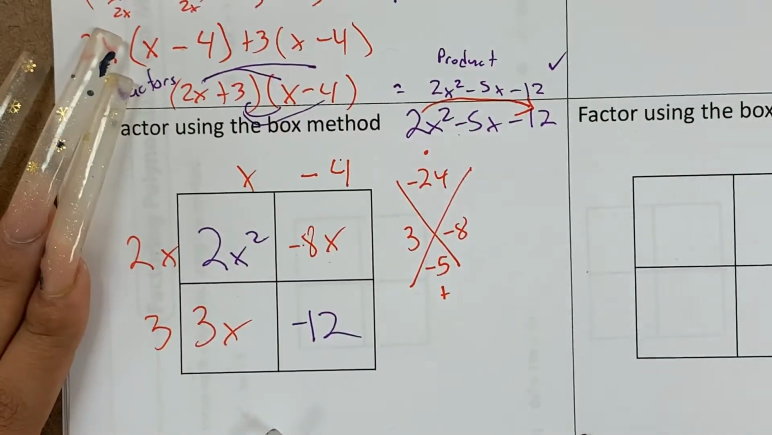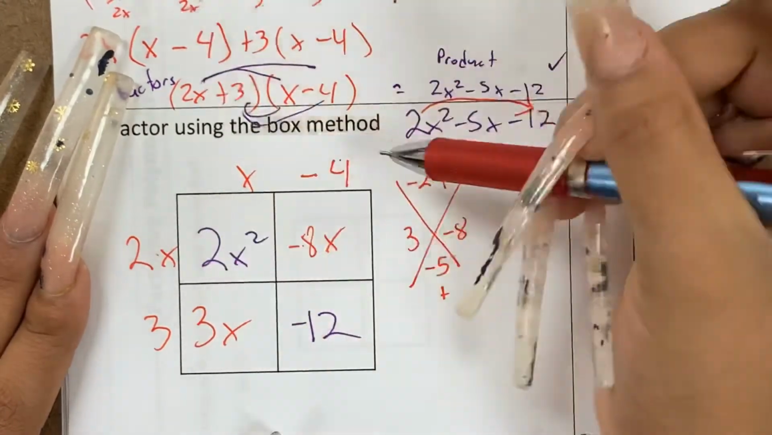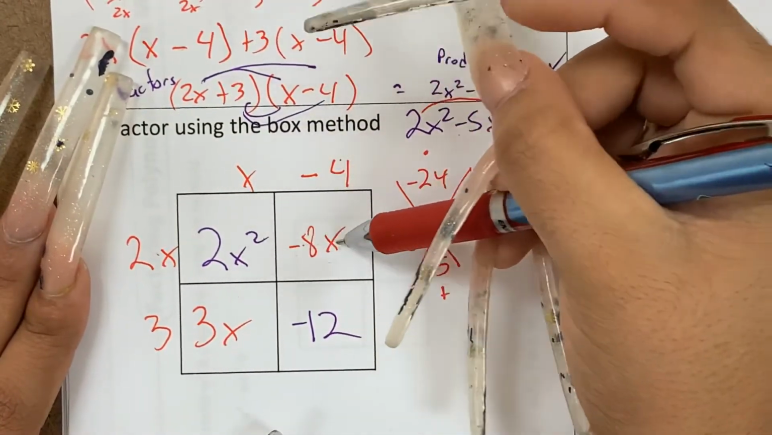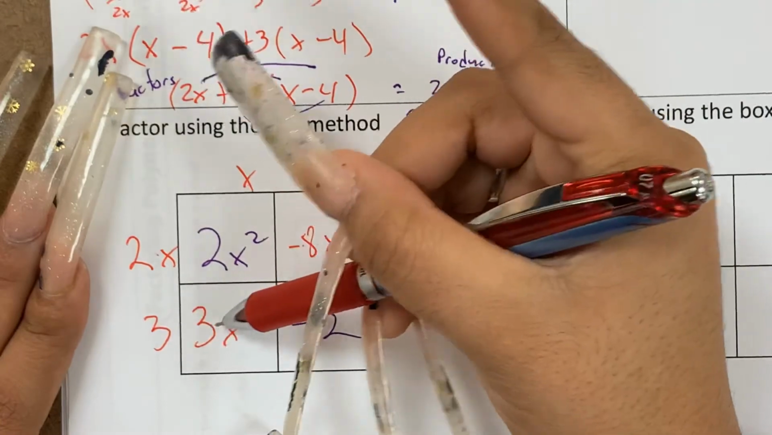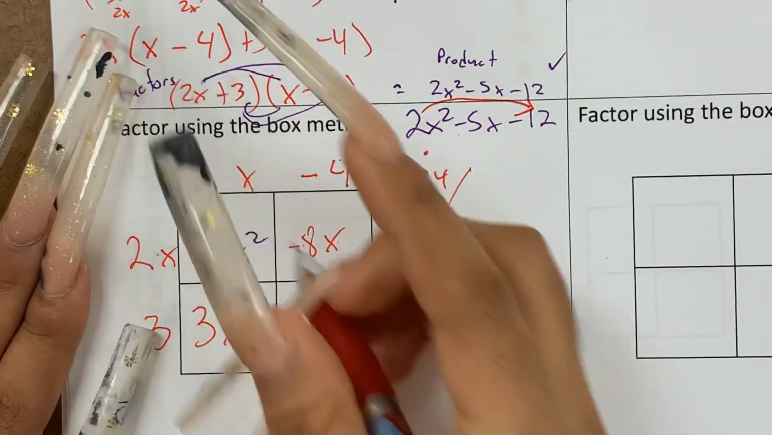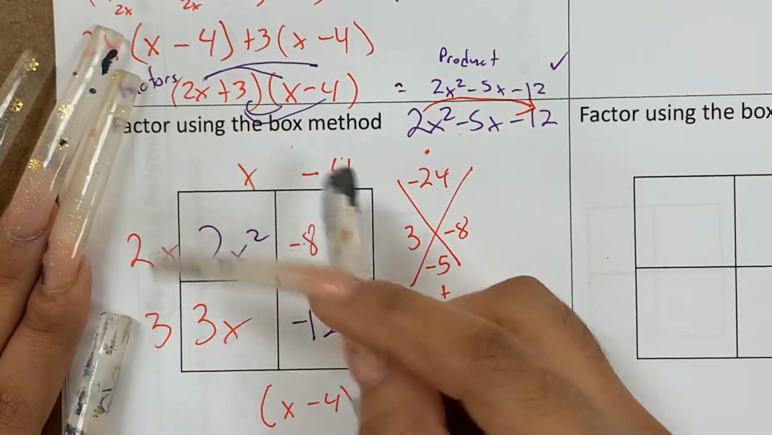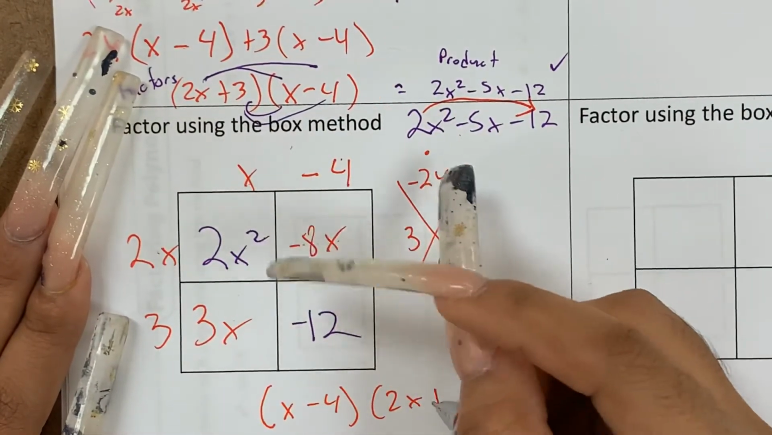3. So let's check. 2x times x gives me 2x squared. 2x times negative 4 gives me negative 8x. X times 3 gives me 3x. And 3 times negative 4 gives me negative 12. Okay, so my factors are what's outside: x minus 4 and 2x plus 3.